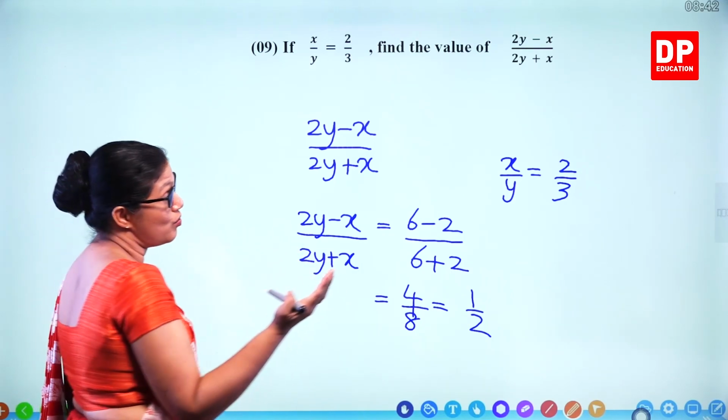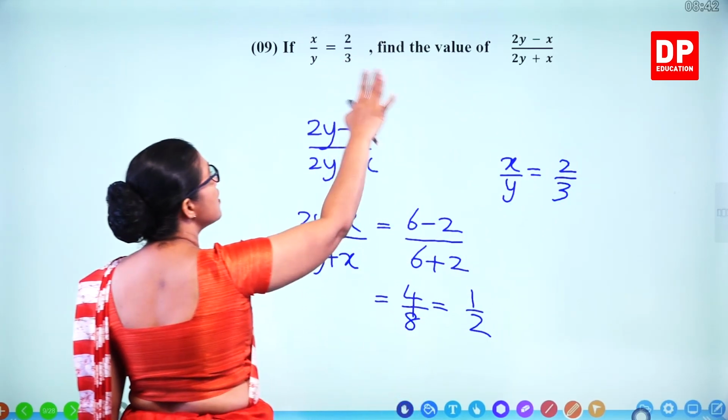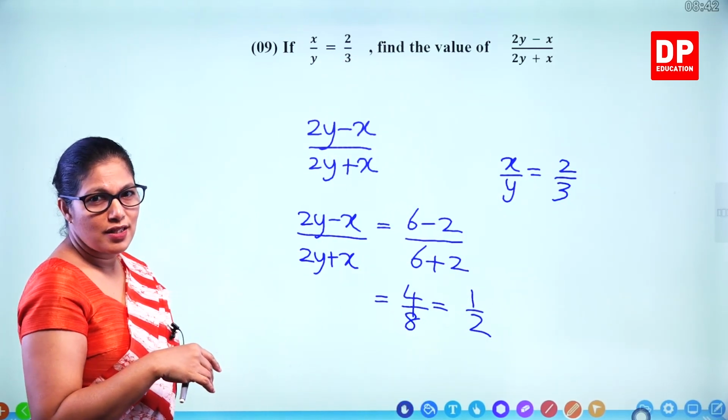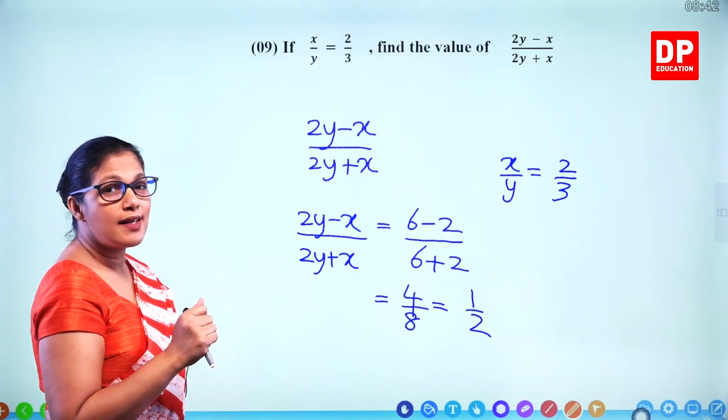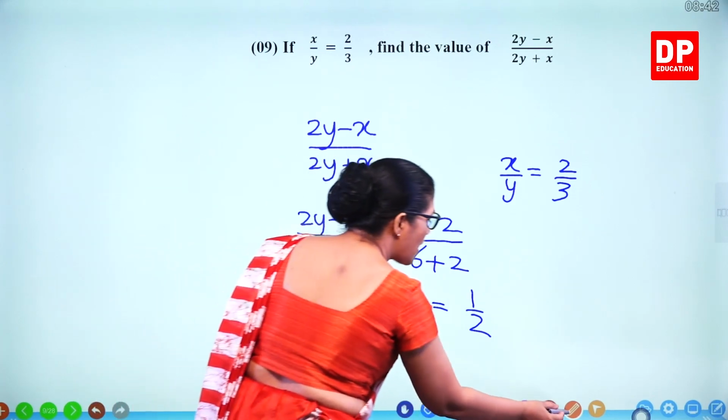Otherwise, what you can do, you have to make x the subject here and substitute in the expression. So this is the easiest method to do. So you get 2 marks there.